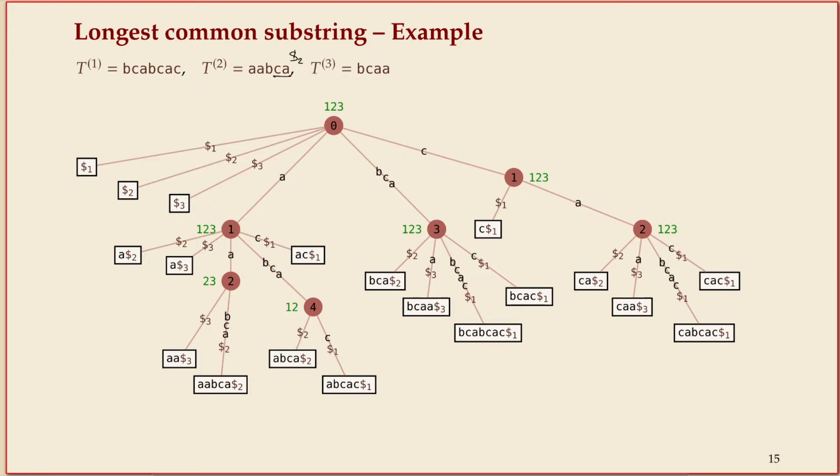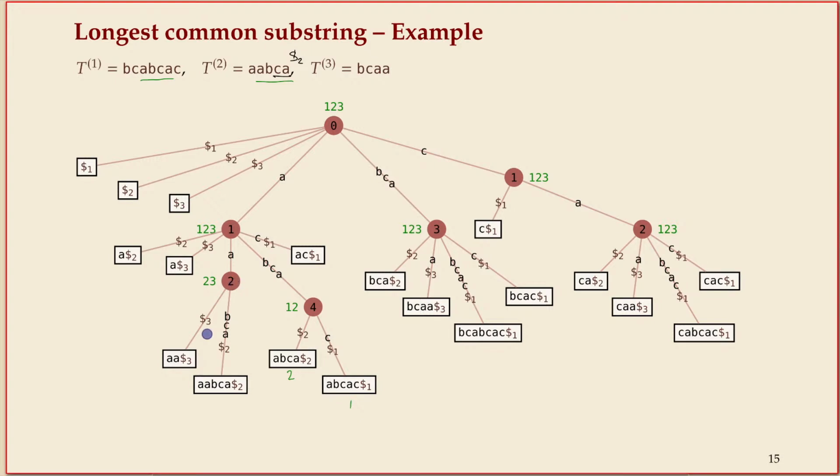For completeness, every leaf would have a green number that corresponds to the $ that is at its end. So this is a leaf that corresponds to a suffix from text 2. This is a leaf that corresponds to a suffix from text 1. That means this internal node corresponds to a repeated string. So ABCA is a string that occurs in both text 1 and text 2. Let's double check that. A, B, C, A. I can find that here, and I can find that here. Okay. It does not occur in text 3. That's why this is only 1 and 2 and not also index 3.